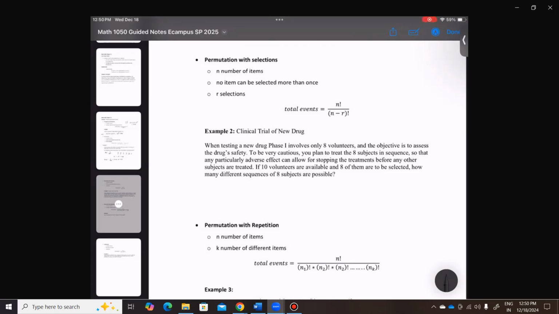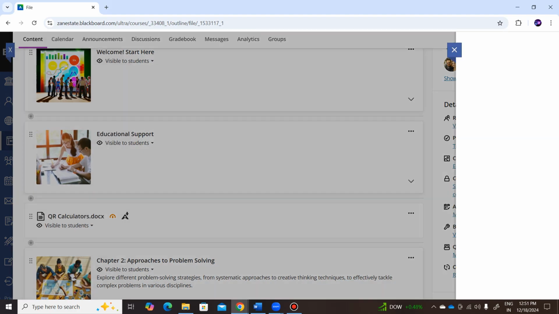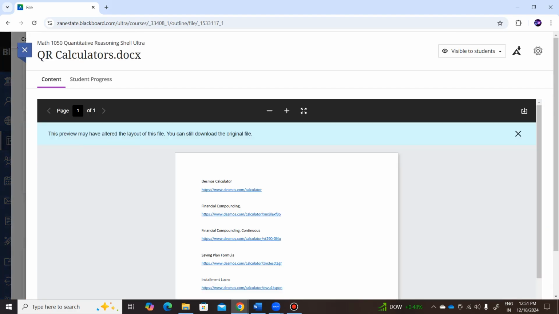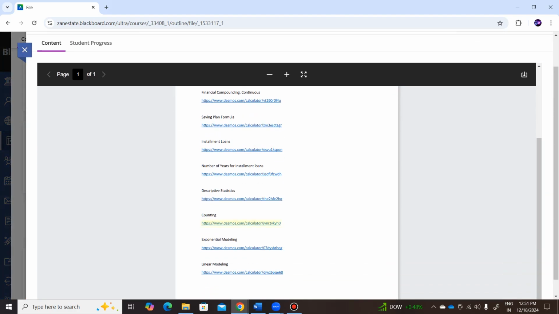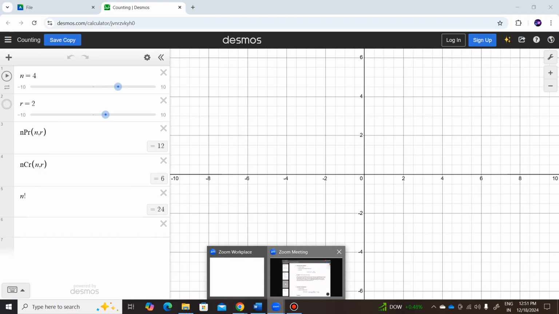However, there is a calculator we have. So if we go to Blackboard, QR calculators, and go down to counting, the n factorial is also on here. So you put in what your n value is, you put in what your r value is, and then your nPr is your permutations, right?